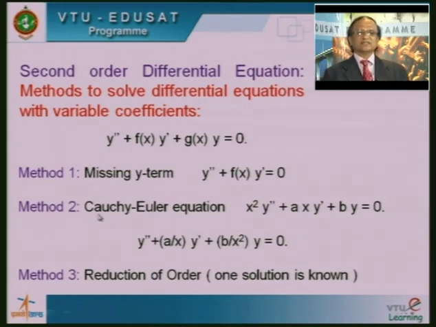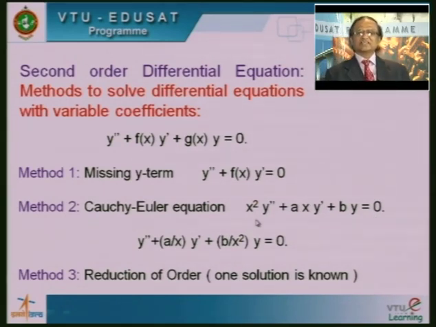Another method is the Cauchy-Euler equation. For example, the given equation may be in this form: x square y double prime plus a into x into y single prime plus b into y is equal to 0. Here you observe the coefficient of y double prime is x square, and the coefficient of y single prime is a x. Here a is some constant and x is a variable. Similarly, b is a constant into y is equal to 0.